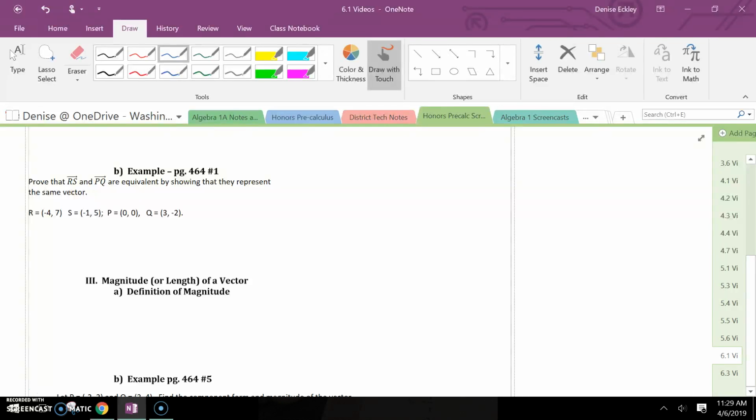same length. So RS is going to equal -1 plus 4 and then 5 minus 7, giving us the vector 3, -2.